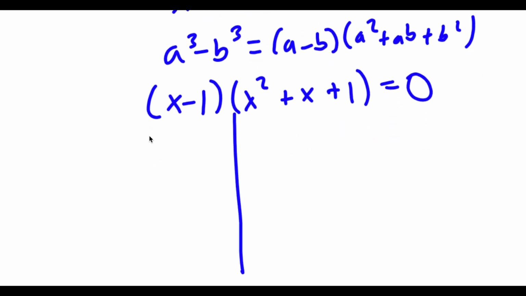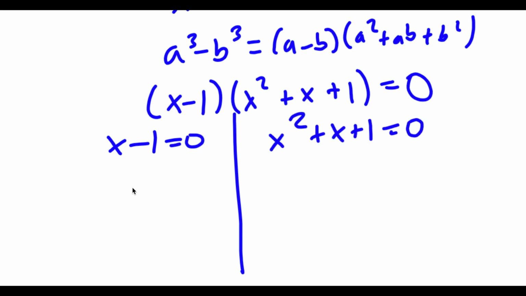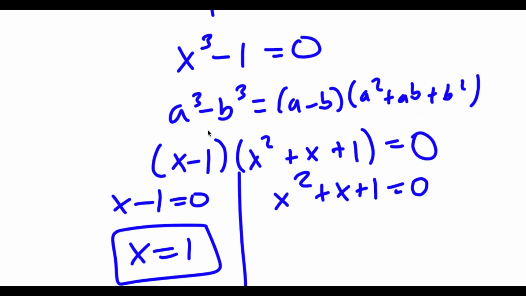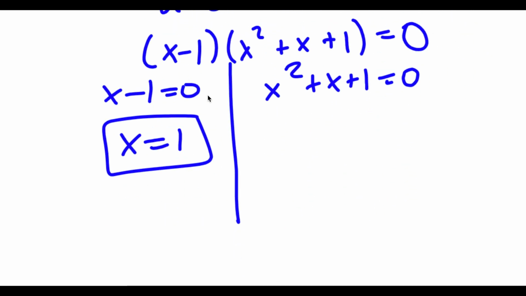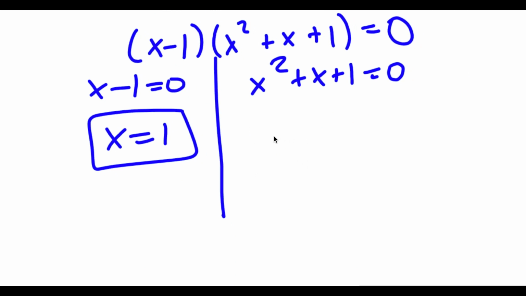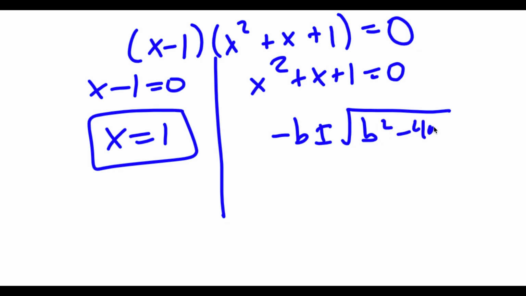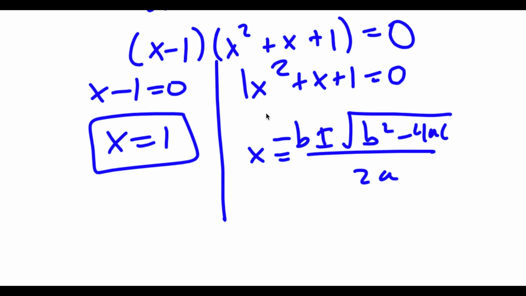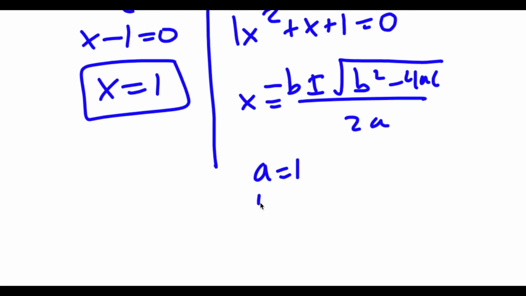And this gives me two equations. I get x minus 1 equals 0, and x squared plus x plus 1 equals 0. So for x minus 1 equals 0, we get x equals 1, which we already got before. And for x squared plus x plus 1 equals 0, we can use the quadratic formula, which is negative b plus or minus the square root of b squared minus 4ac all over 2a. So in this case, a is 1, b is 1, c is 1.